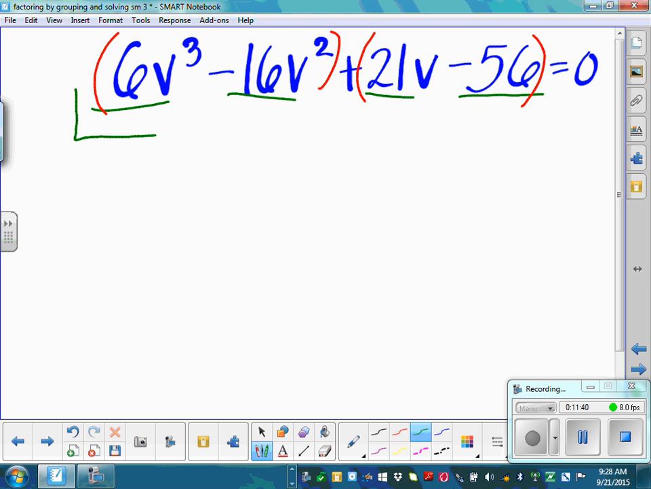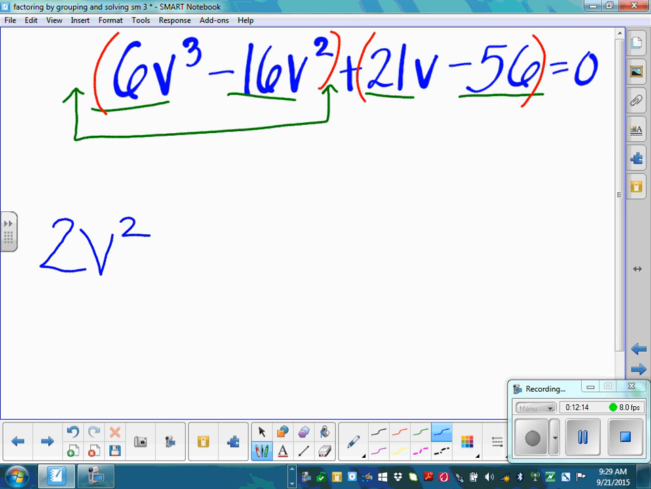You'll focus on each group one at a time, and you'll factor out everything you have in common from that group. So looking at 6b cubed minus 16b squared, we've got to factor out the greatest thing we have in common. What do they both have in common in the numbers? How about 6? Let's start with 6 and 16. What do they both divide by? They both divide by 2. So let's pull out a 2. Good. Now looking at b cubed and b squared, what's the greatest thing we have in common with our b's? B squared. So we're pulling out 2b squared.